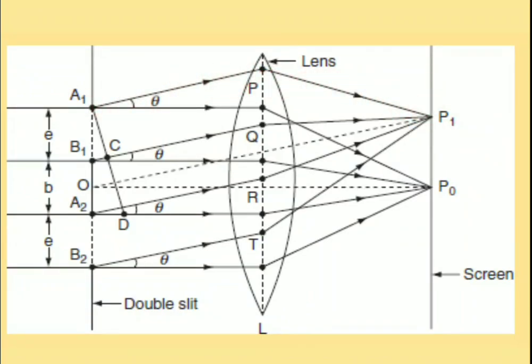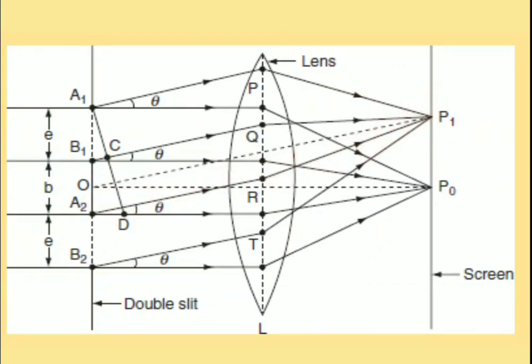To derive the formula for intensity, first we start with the path difference between the two light rays, that is the A1 P1 light ray and the A2 P1 light ray. The light travels from A1 to P1 and A2 to P1. Here this is the extra path traveled by the light ray A2 P1. This extra path is the path difference between the A1 P1 ray and the A2 P1 ray.